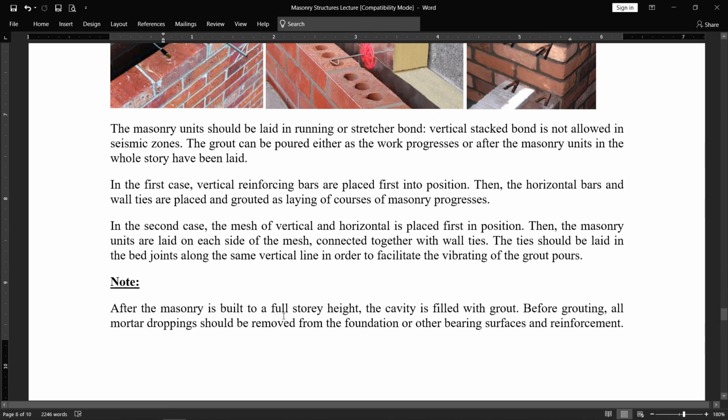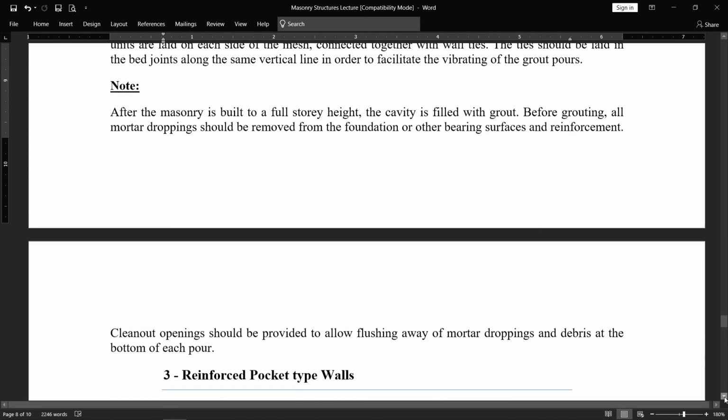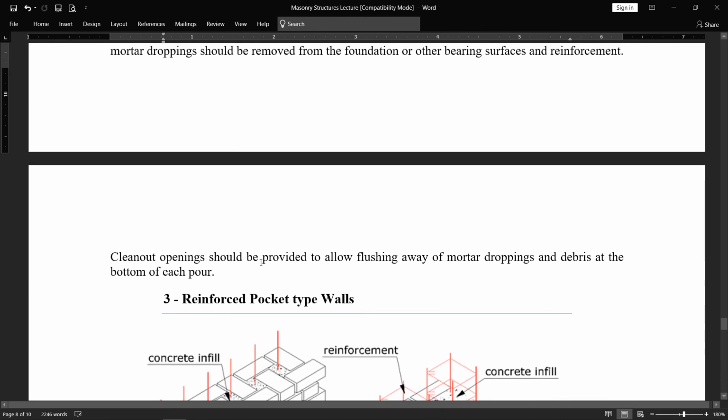After masonry is built to a full story height, the cavity is filled with grout. Before grouting, all mortar droppings should be removed from the foundation or other bearing surfaces and reinforcement. Before placing the concrete or grout inside this cavity wall, you have to remove the mortar which fell down when we were doing the brick masonry on the sides. So you have to remove that first, then pour the concrete inside. Now the clean out openings should be provided. If there is an opening in the wall, you should adjust the opening with some covering, so that concrete infill or grout does not flow out.